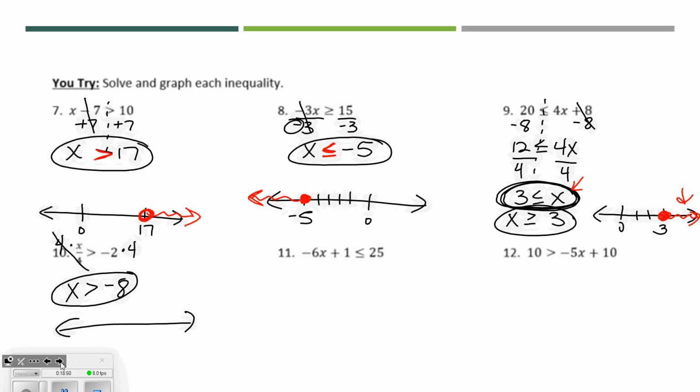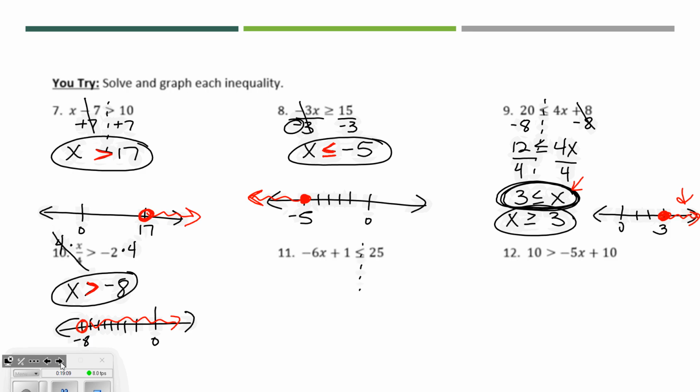All right, I like this because the x is on the left. 1, 2, 3, 4, 5, 6, 7, negative 8. And then I have an open circle, and then it says x is greater than negative 8. So I would shade going that way.